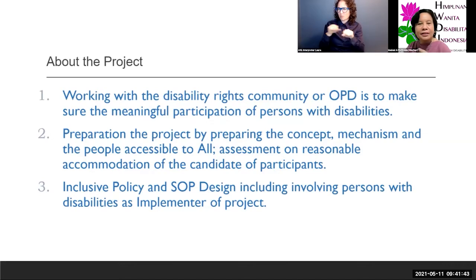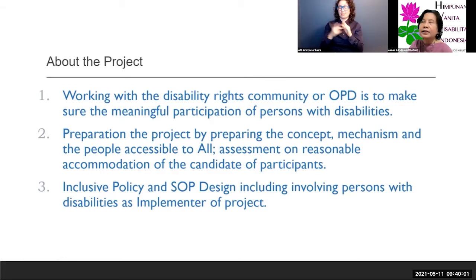So the project design, the modules, and the manual books are adapted. We revise all the manual books to be accessible to all. The third is inclusive policy and standard operational procedure design, including involving persons with disabilities as implementers of the project. Mostly all the officers and also the participants, 74% of them, are persons with disabilities.